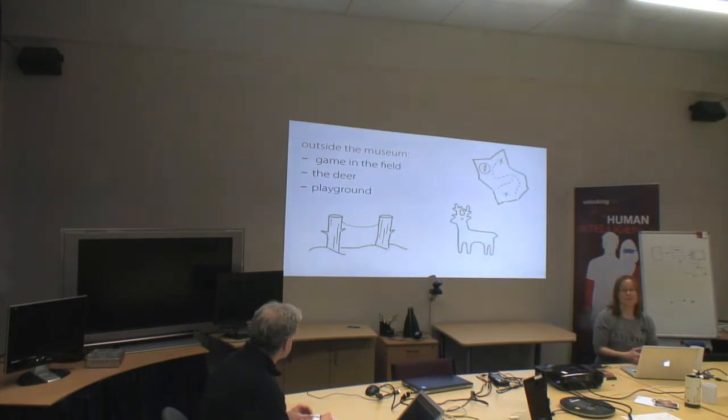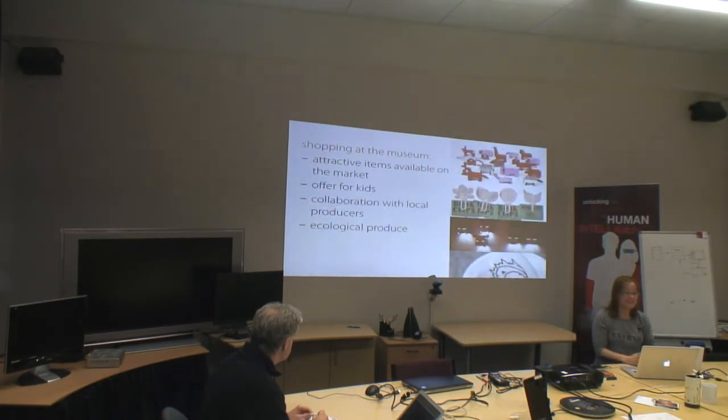The idea of the deer was really loved by the kids. They really wanted to climb the deer, and also to have this playground, so to have things that they can build, but they can also use. And finally, shopping at the museum. There was the idea that there should be really attractive items that are available on the market. So the idea was not for the museum to create their own gadgets, but just to buy them from local artists and exhibit them there, and then everybody's happy.